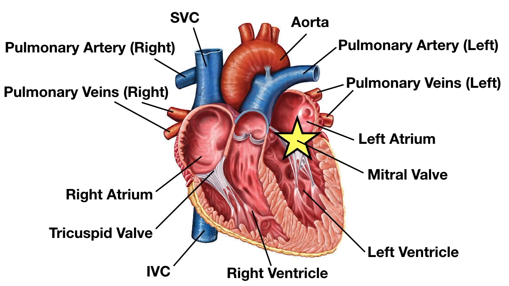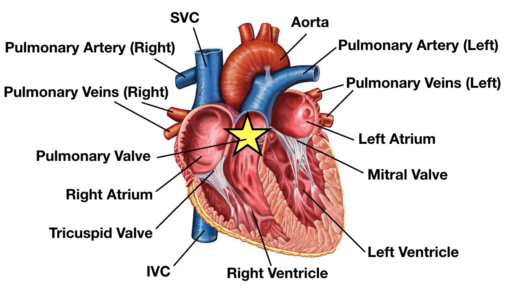The next valve is located between the right ventricle and the main pulmonary artery or pulmonary trunk. So this is going to be the pulmonary valve. And its function is to prevent the backflow of blood from the pulmonary arteries to the right ventricle during diastole, when that right ventricle is in a low pressure state, filling with blood from the right atrium.